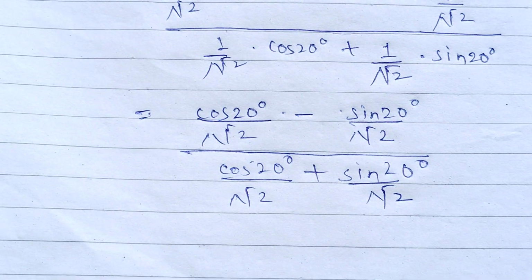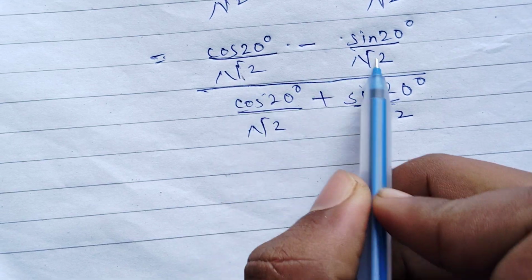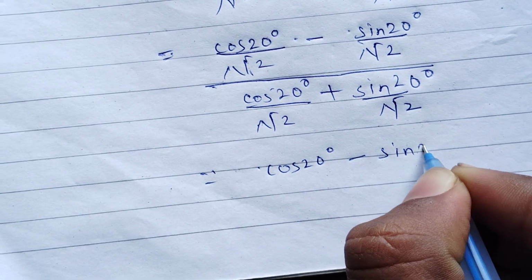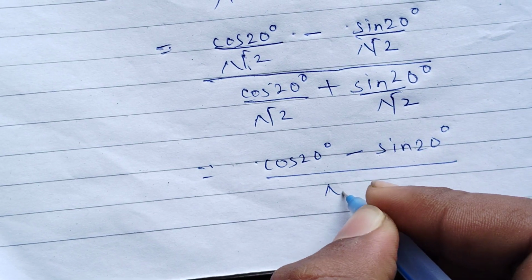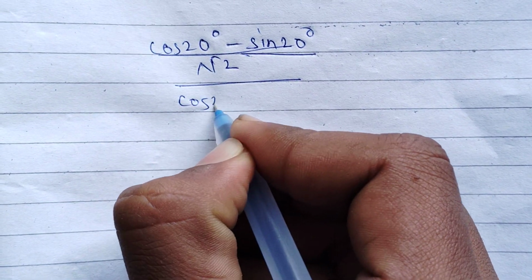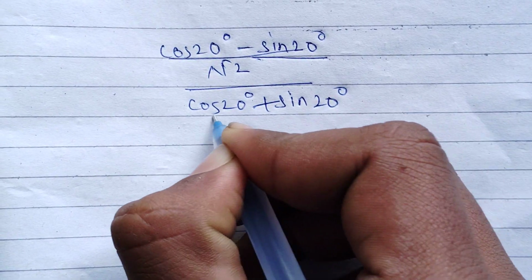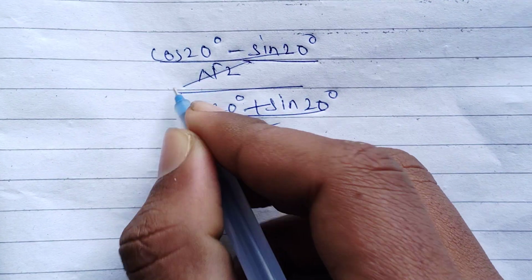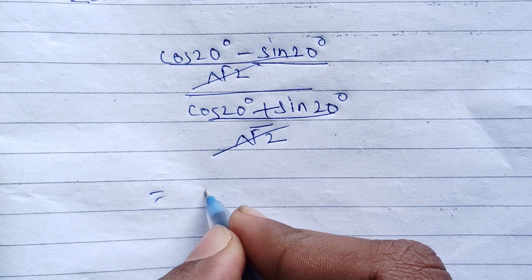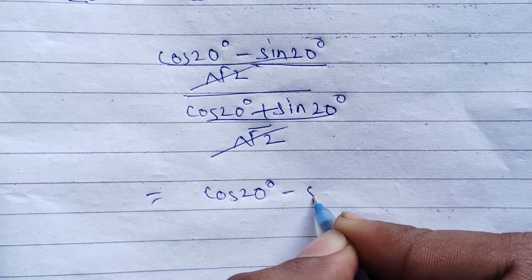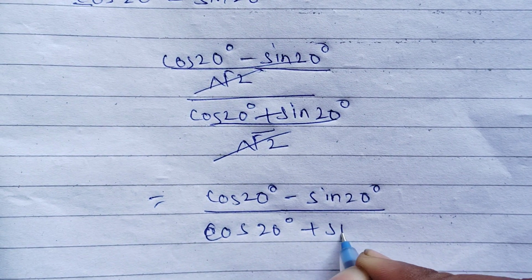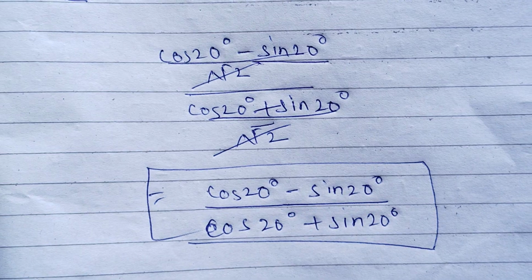Here we take the LCM of root 2, then the result is cos 20 degrees minus sine 20 degrees by root 2, and in the denominator cos 20 degrees plus sine 20 degrees by root 2. The root 2 and root 2 will cancel, because both are in the form of division. Then the result is cos 20 degrees minus sine 20 degrees by cos 20 degrees plus sine 20 degrees, and we have proved the following problem.